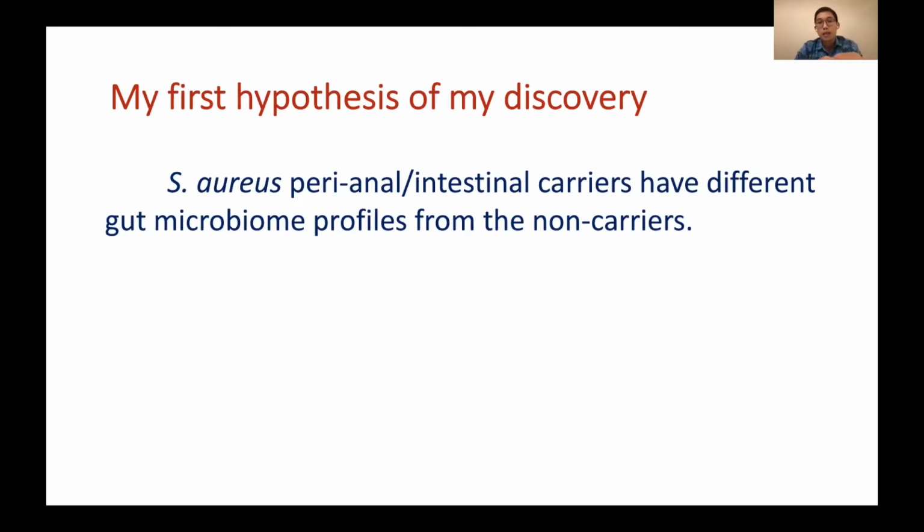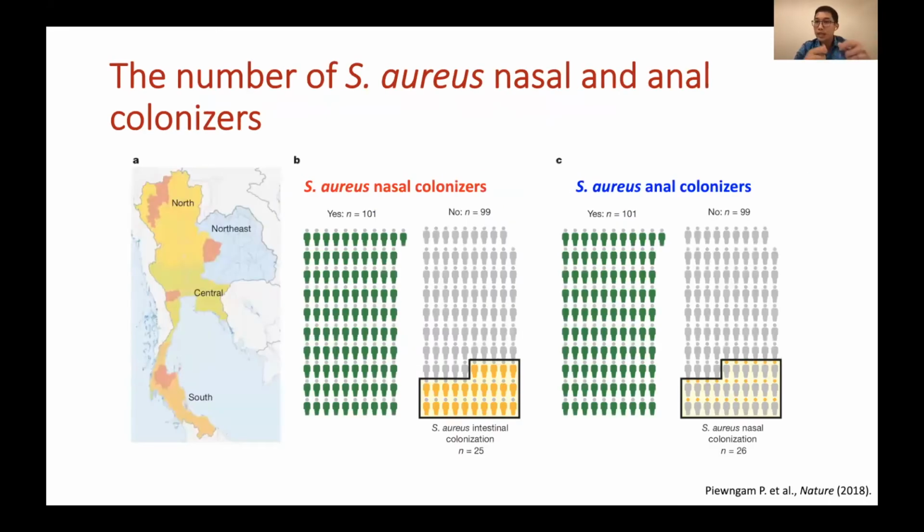So back to, I think, 2015, I have my first hypothesis. I want to see whether people who have Staph aureus in the gut or in the nose have any difference in terms of microbiome or not. So I start by collecting the sample, the feces samples and the nasal swab, from the Thai population all over Thai regions, north, northeast, central, and also the south.